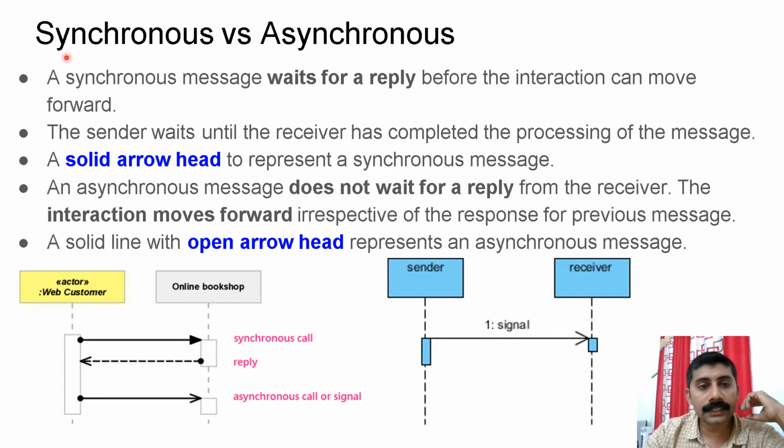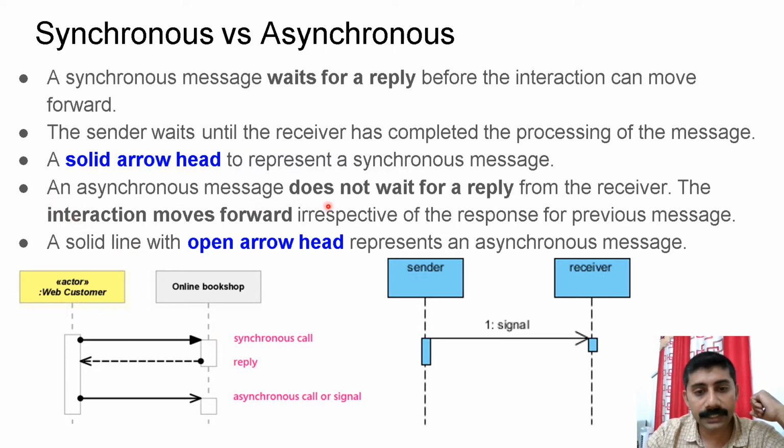First categorization is synchronous versus asynchronous messages. A synchronous message waits for a reply before any interaction can move forward. The sender waits until the receiver has completed the processing of the message. A solid arrowhead represents a synchronous message. The solid arrowhead indicates that this particular message is a synchronous message.